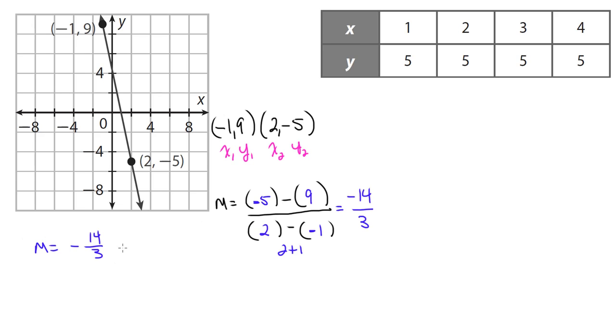And if you notice, this makes sense. We can see that this line is going down from left to right, and notice that our answer when we found the slope using the formula is a negative number.